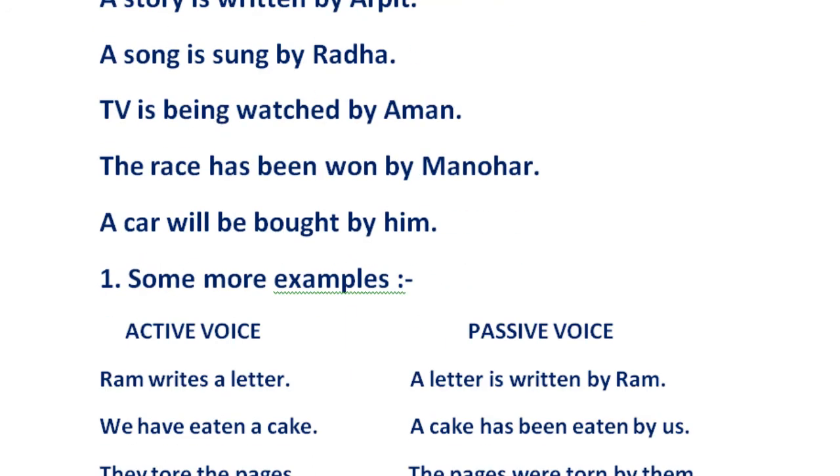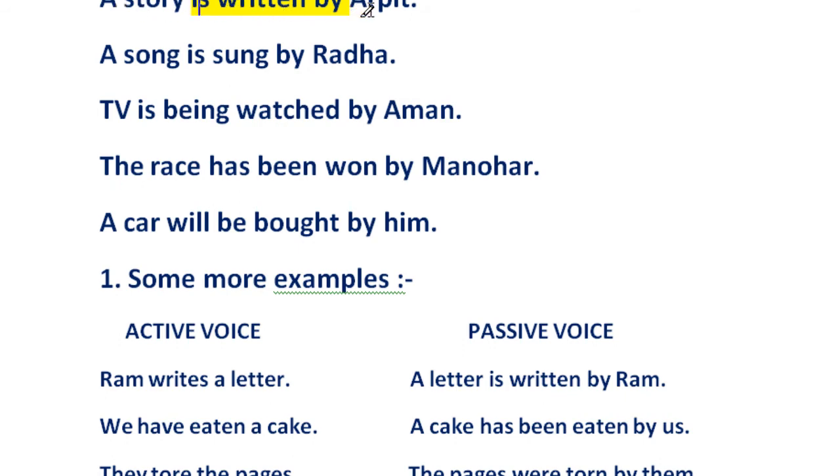Now let us see some examples. A story is written by Arpit. Here, the work is done by Arpit, not by the subject of the sentence. The subject is not the doer. A story is not the doer. The doer is Arpit, but the doer is not important. The action is important here.